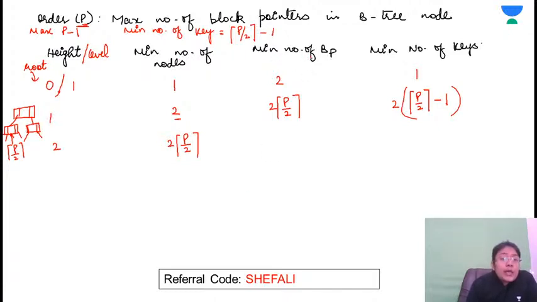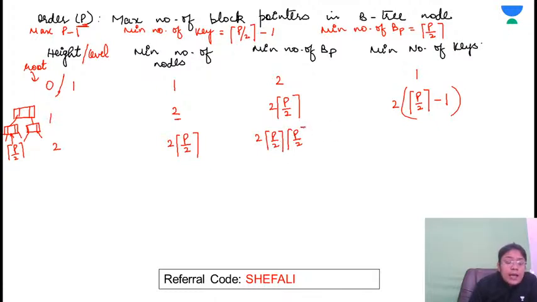Now, if these are the number of nodes, we have to find out the minimum number of block pointers. In one node, the minimum number of block pointers is P by 2. And how many nodes are there? It's 2 into P by 2. So these many nodes are there, and in each node block pointers are P by 2. So can I say that this is nothing but (2P by 2) whole square? Simple.